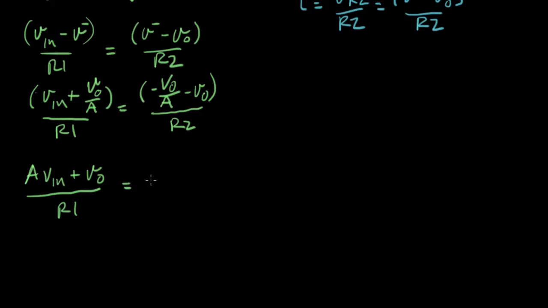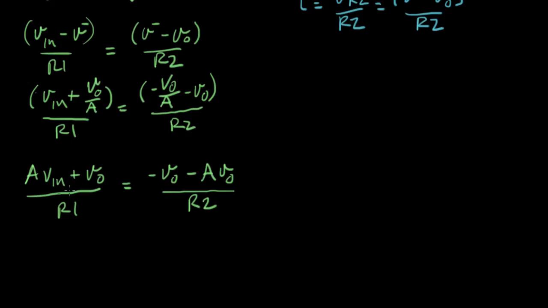equals minus V out minus A V out over R2. There's a lot of algebra here, but trust me, it's going to simplify down here in just a minute.